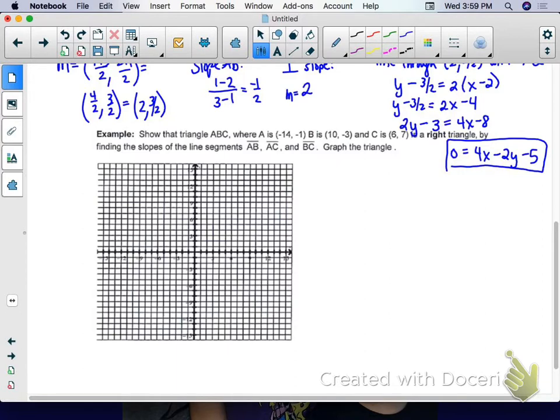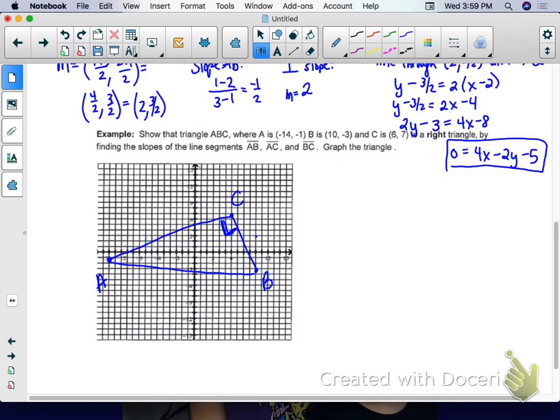So we're going to plot our points here. 12, 13, 14, down 1. 10, 3. 10, negative 3. 1, 2, 3. And then 6, 7. So this was A, this is C, this is B. Now, since I specifically said to use the slopes, if this were a right triangle, this is where it looks like there's a right angle.